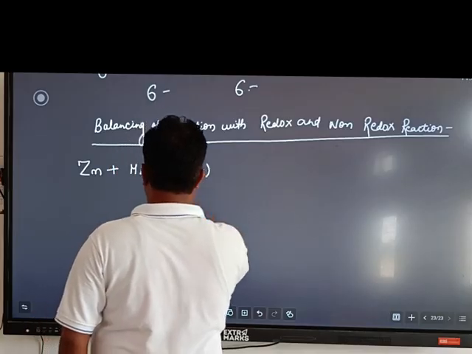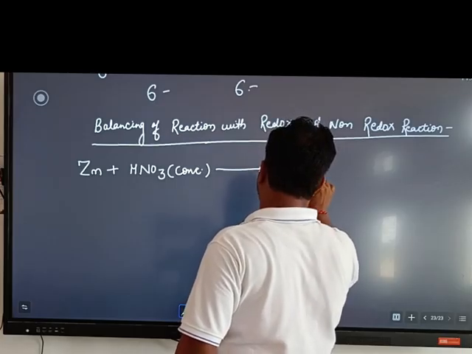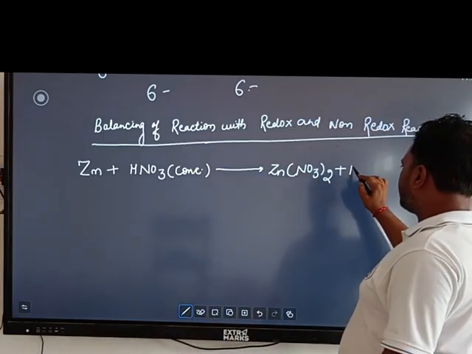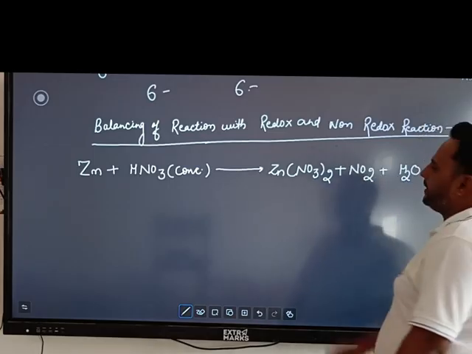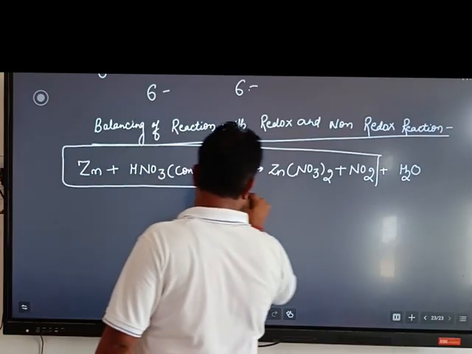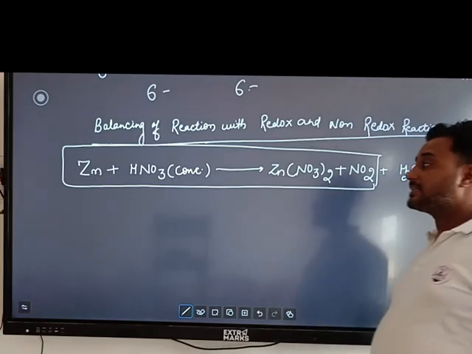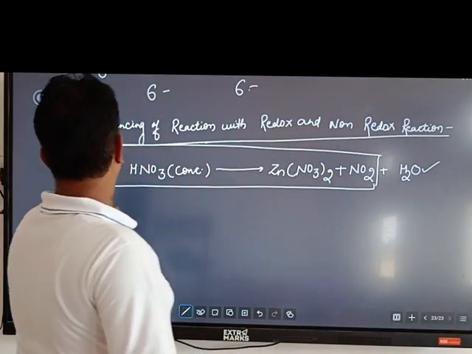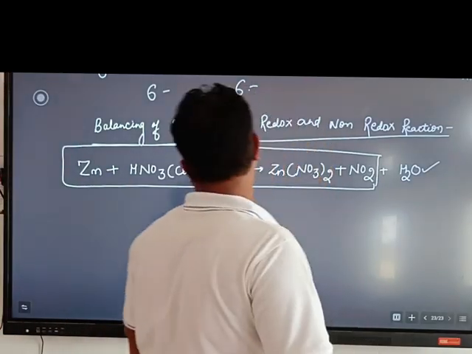So when this zinc reacts with the concentrated nitric acid, it leads to the formation of zinc nitrate, that is Zn(NO3) whole twice. Then after there is formation of NO2, that is nitrogen dioxide, along with the water. Okay. So you have to consider only this as your reaction, because the number of water can be balanced by balancing the number of oxygen. So net reaction for balancing is this: zinc plus concentrated nitric acid will give zinc nitrate plus NO2.